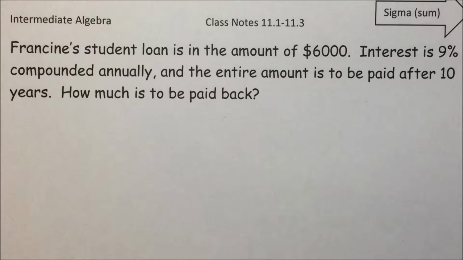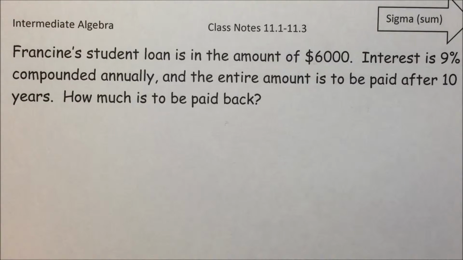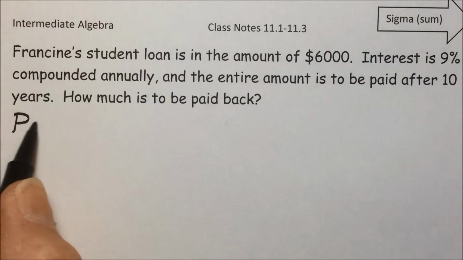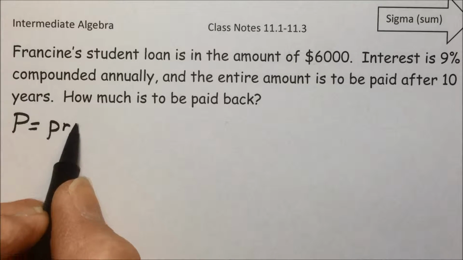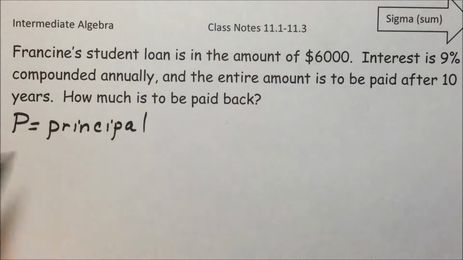Francine's student loan is in the amount of $6,000. Interest is 9% compounded annually, and the entire amount is to be paid after 10 years. How much must be paid back? Well, let's suppose we let P represent any principal amount, and we'll fill in the particulars, but let's lay this out to see what's happening.